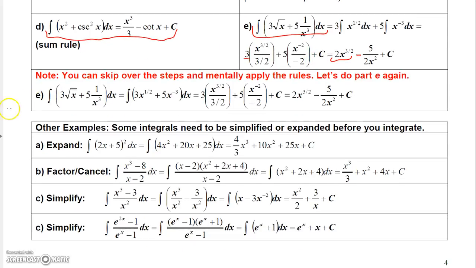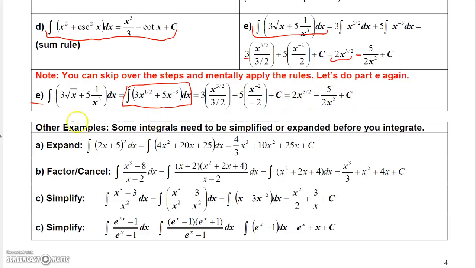Now, you can actually skip over the rules. You don't have to write this as two integrals. Just know that the rule allows you to write it as two integrals. And then notice that you can just go ahead and integrate 3x to the 1/2 here, and then you can integrate 5x to the -3 here, and then throw in your constant, and then simplify what those two expressions are.